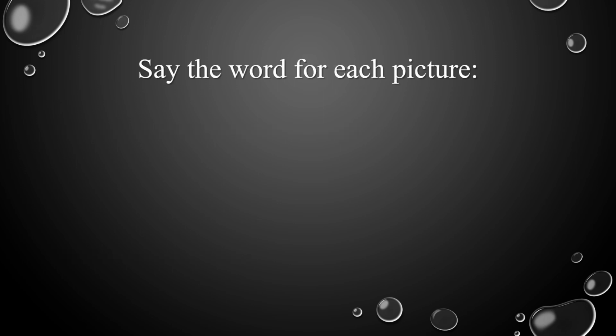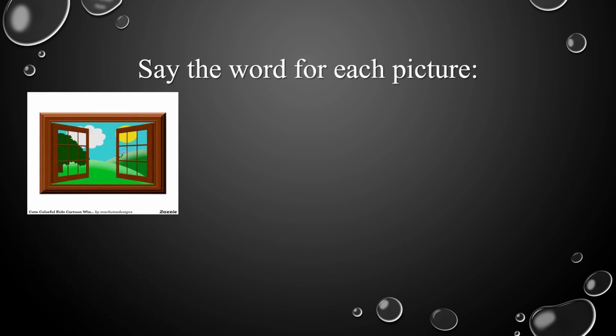And now we're going to review our last letter for today. Let's say the word for each picture. Let's take a look at the first picture. It's something we find in our house, so we can look at the birds and at the trees outside. What's this picture? Excellent. It's a window.